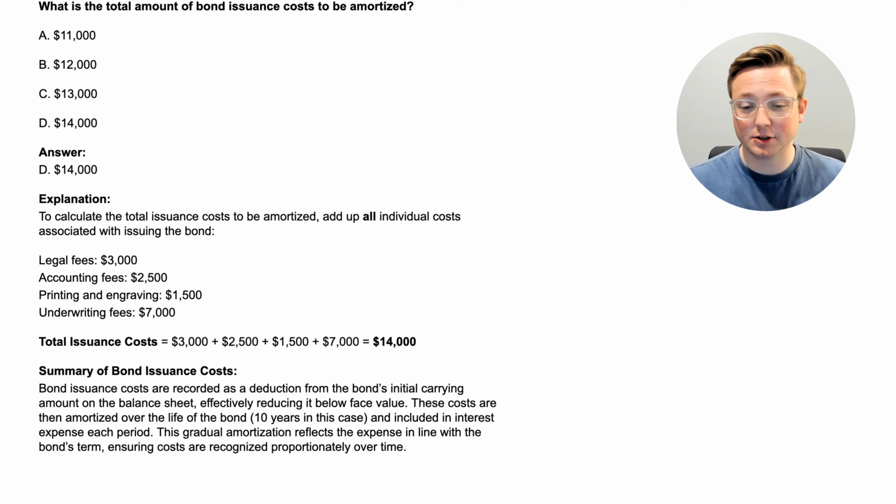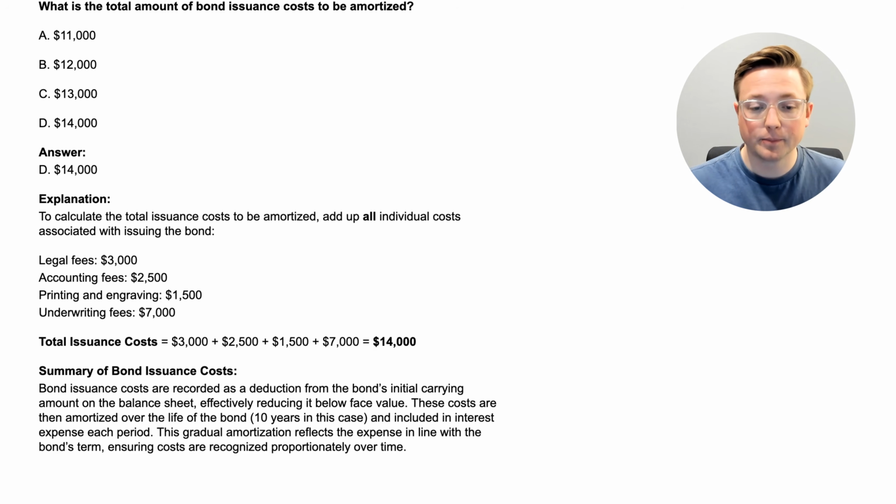So let's walk through this. It's actually super easy to add all these up, but I'm going to explain what bond issuance costs even really are or how they're treated. To calculate the total issuance costs to be amortized, add up all individual costs associated with issuing the bond. So that is a really easy rule to remember. If there are costs associated with issuing the bond, they are bond issuance costs that will be amortized. So just remember that all costs associated with bond issuance are going to be amortized.